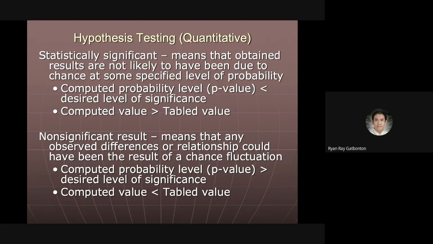Kabaliktaran naman iyon ng non-significant result. Pag sinabing non-significant result, the observed differences or relationship could have been a result of chance fluctuation. So how can you say that your results are not significant? If your computed probability level or your p-value is greater than the desired level of significance. Or, kung hindi naman provided ang p-value, any computed test statistic value less than the tabled value will make your results not significant.